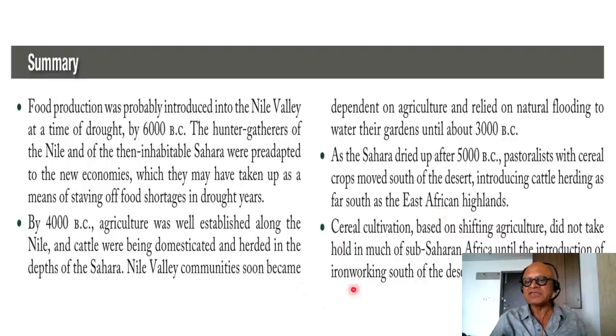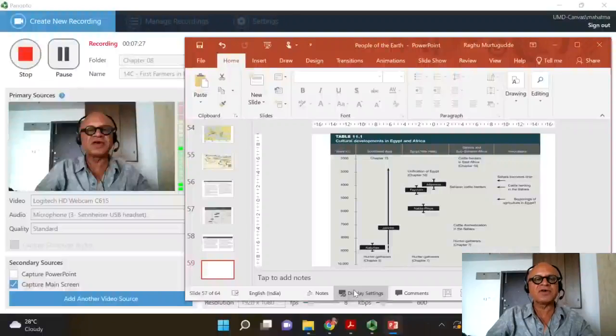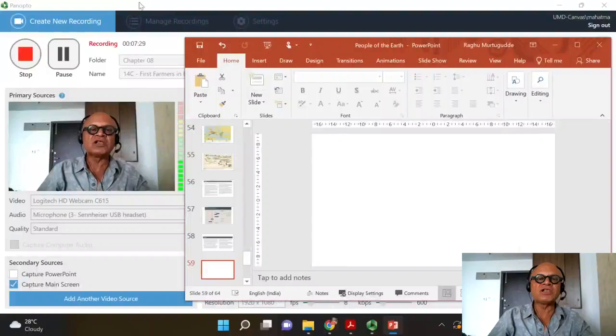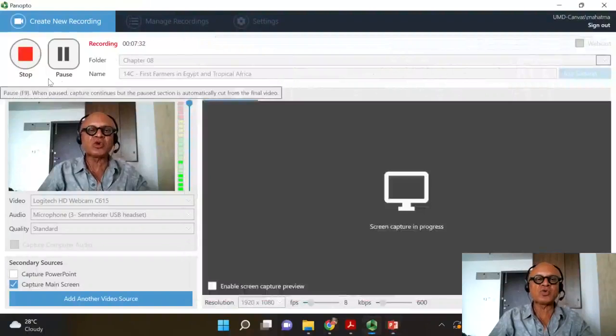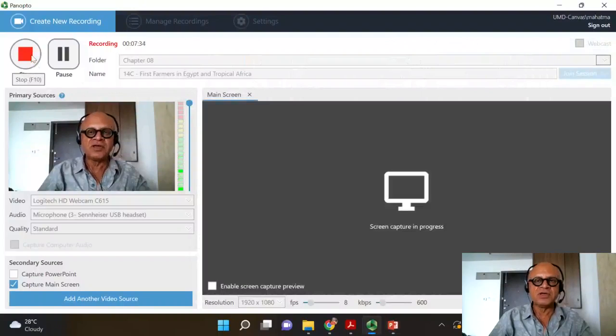Cereal cultivation based on shifting agriculture did not take hold in much of sub-Saharan Africa until the introduction of ironworking south of the desert in the first millennium BC, so very recently. So we will talk about those when we come back. Okay, so we'll add a couple more cultures along the way just to complete the story from the other book and add a few more points.